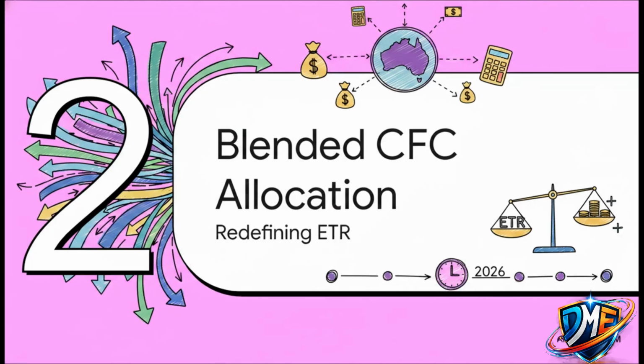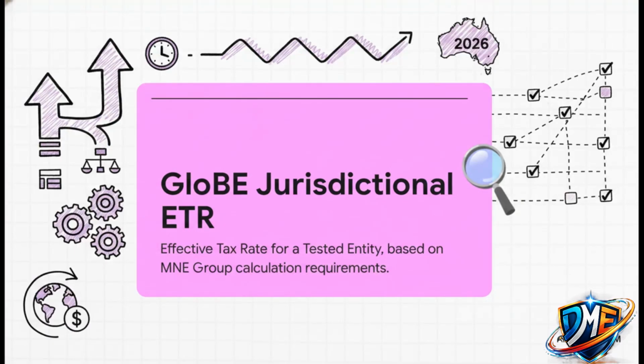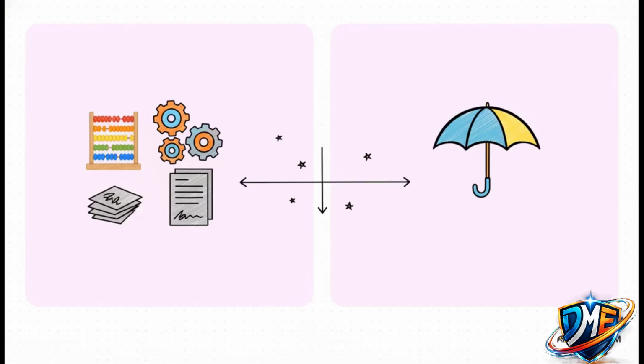Moving to Part 2, blended CFC allocation keys and redefining the effective tax rate. This brings us to Section 456, which basically demystifies exactly how to calculate the GloBE jurisdictional ETR. What the draft actually does here is create this branching logic path for a tested entity. Your specific path depends entirely on whether your wider multinational group is already required to compute an ETR for that specific jurisdiction this year. Notice how the calculation rules fork based on your requirements.